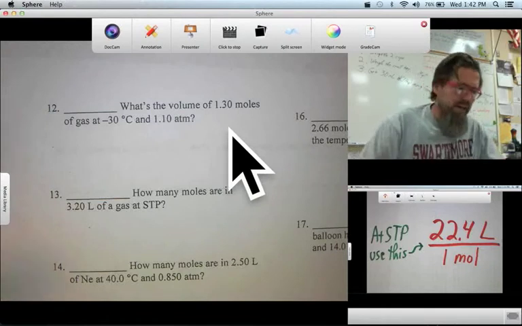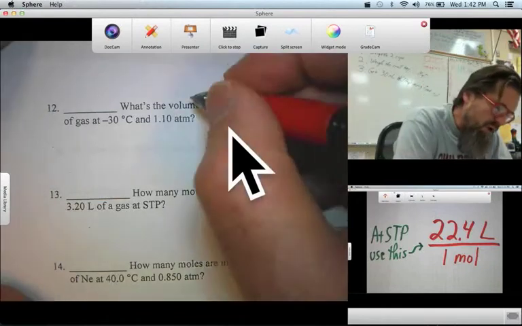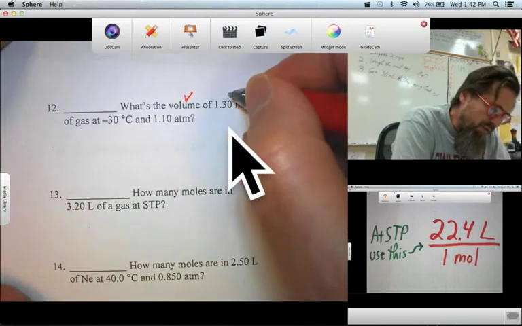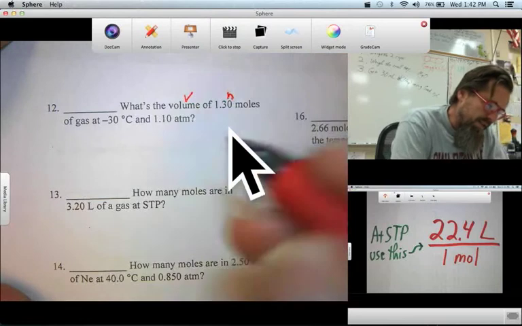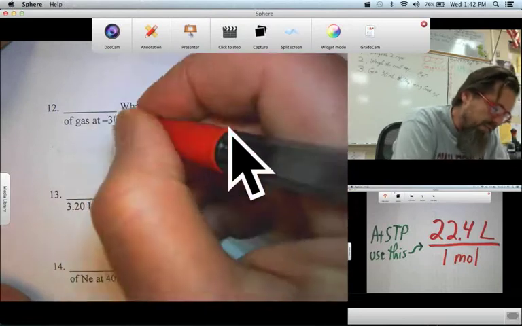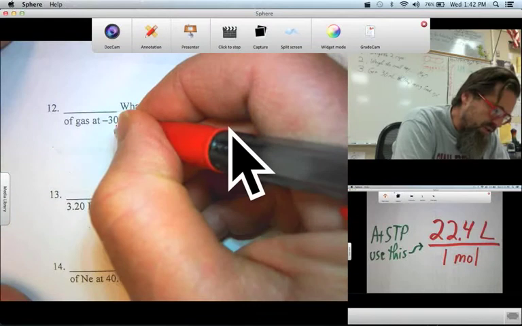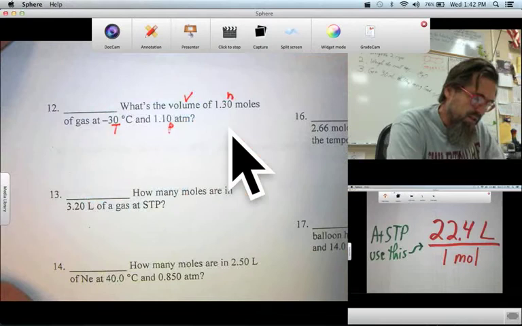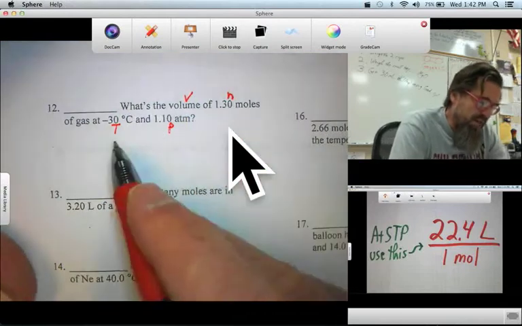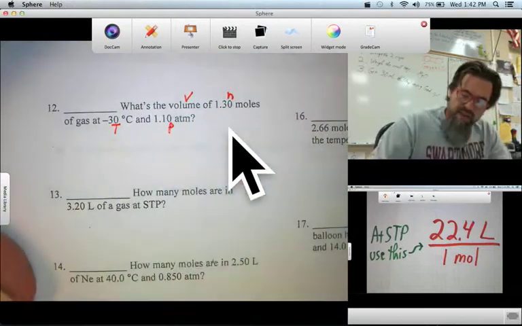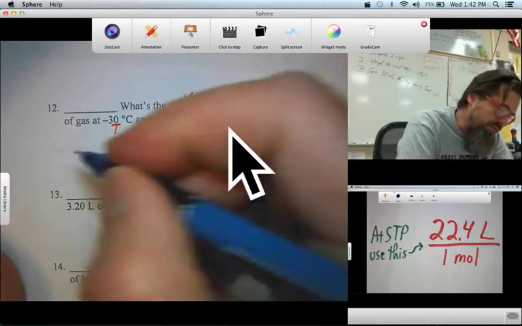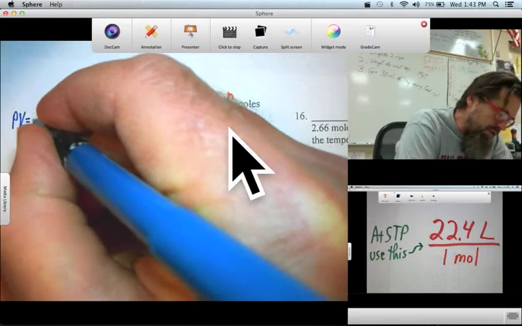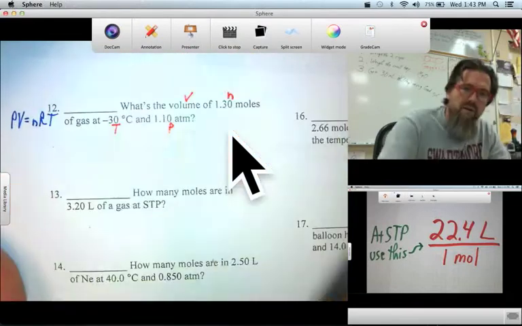Let's identify some variables. We've got, what's the volume? That's V. 1.30 moles is n, little n. The gas is at minus 30 degrees C, that's the temperature. And here we have the pressure. So, P, V, n, and T. This is an ideal gas law problem. So let's write up here at the upper left, PV equals nRT, our ideal gas law.